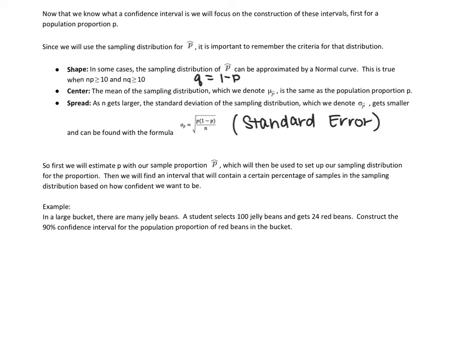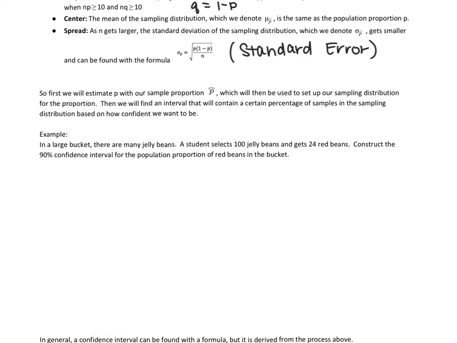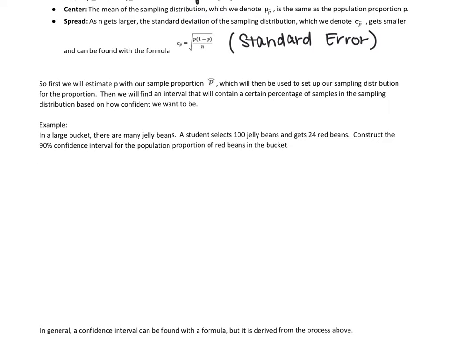So our first example says, in a large bucket, there are many jelly beans. A student selects 100 jelly beans and gets 24 red beans. Construct the 90% confidence interval for the population proportion of red beans in the bucket. So first we need to calculate our mean and standard deviation.